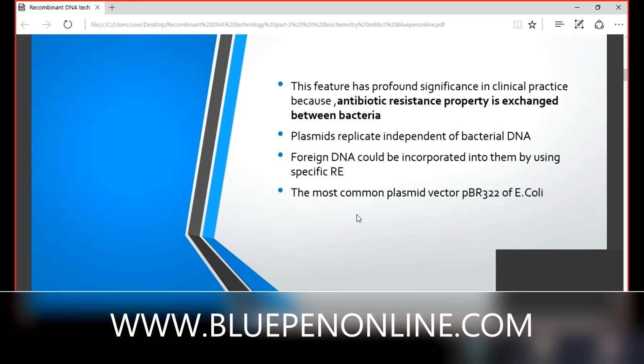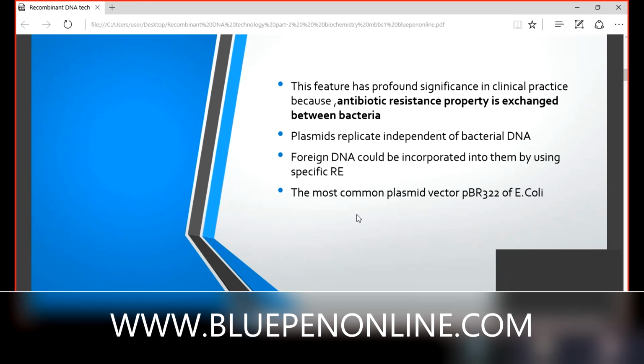Foreign DNA could be incorporated into them by using specific restriction enzymes. Is it clear? Foreign DNA or donor DNA, the desired piece of DNA, could be incorporated into them by using specific restriction enzymes. We know that. How can we introduce it? The plasmid DNA is cut by restriction endonuclease. We know the joining is done by which enzyme? DNA ligase. Then, which is the most commonly used plasmid?